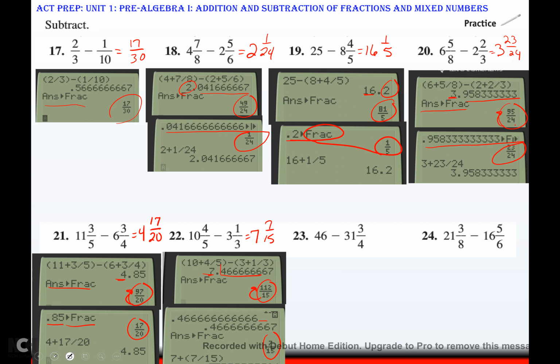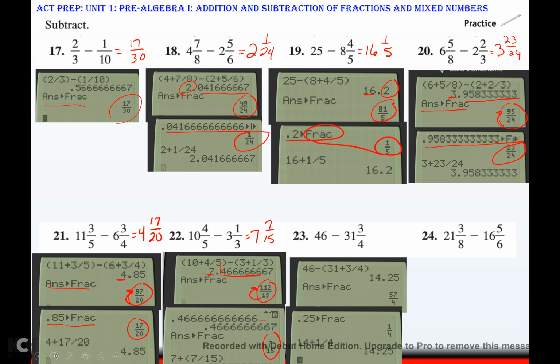Okay, 23. 46 minus 31 3/4 is 14.25. Math enter is an improper fraction. This tells me 4 goes into 57 14 times, and a quarter left over, which is a fourth. You can do it on the calculator, but that should be one you pretty much know.